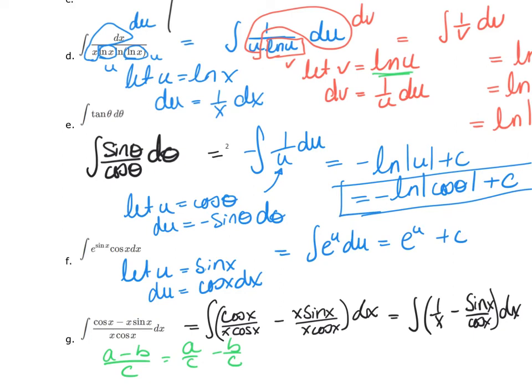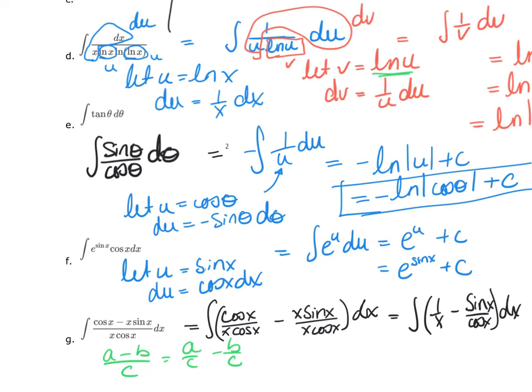And on F, u is the sine x, so du is cosine x dx. So I have e to the u du. So this is e to the u plus c, or e raised to the sine x plus c.